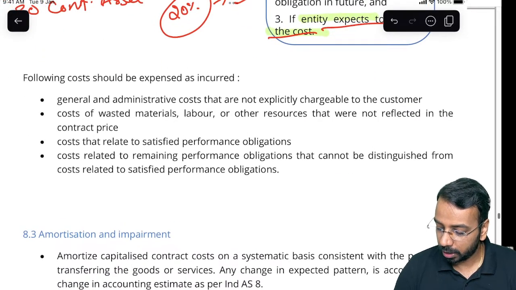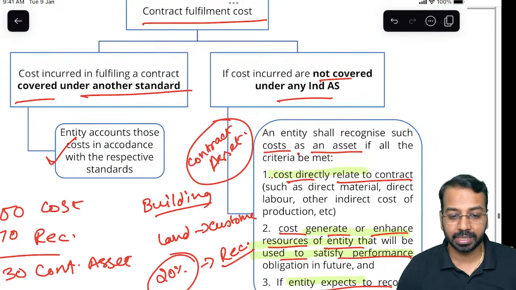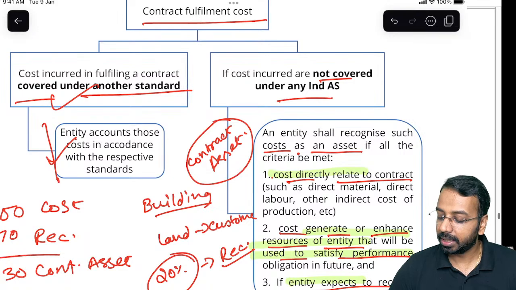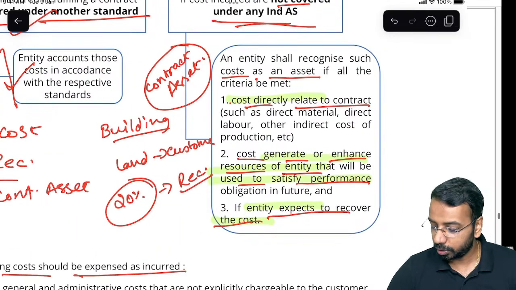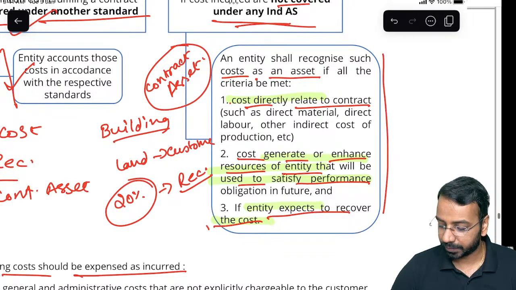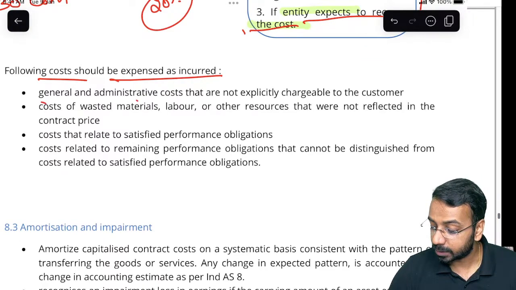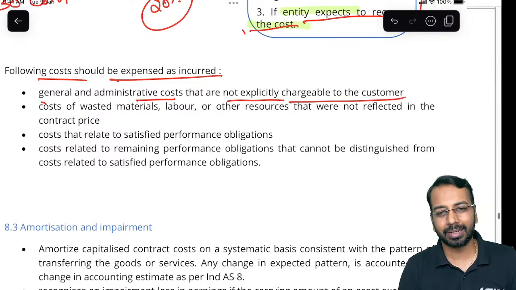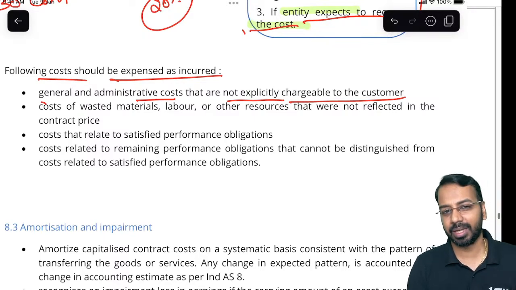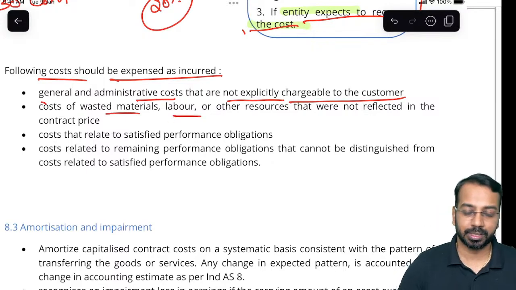Then the following cost should be expensed as incurred. So one is if it is covered under any other standard, for example, inventory, PP&E and all of that, you will account as per that. If it is not covered under any other Ind AS, for example, construction related work, you will account for it as a contract asset based on these conditions being satisfied. Then the cost which should be expensed always is the general administrative costs that are not explicitly chargeable to the customer, my accountant salary, my corporate office expenses. So these kind of things you will also see in Ind AS 2, Ind AS 16, Ind AS 38, general administrative expenses. Then wasted material, labor or other resources, same thing.